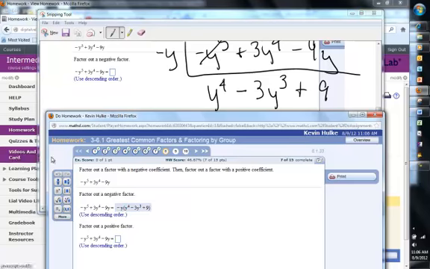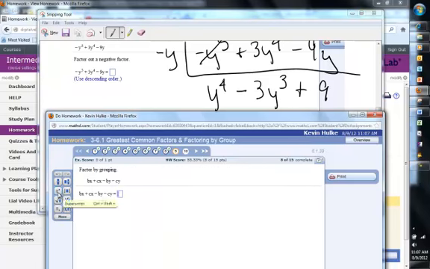Now factor out a positive factor. So let's factor out y, and we're left with negative y to the fourth plus 3y to the third minus 9.